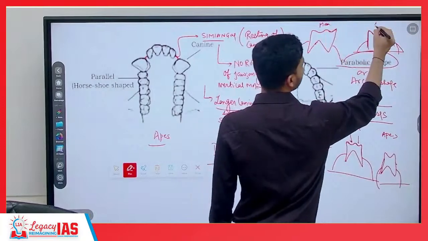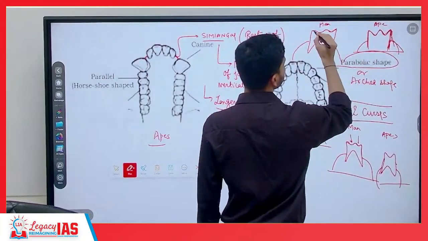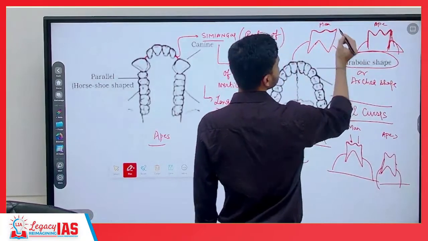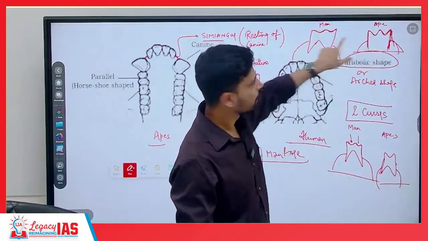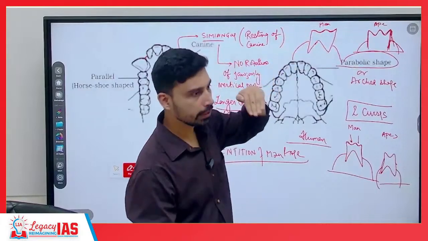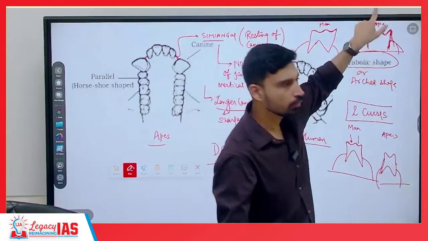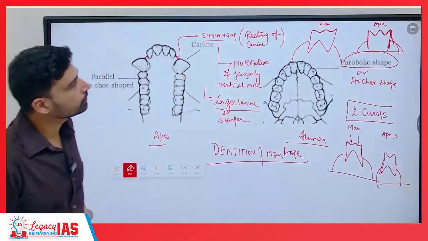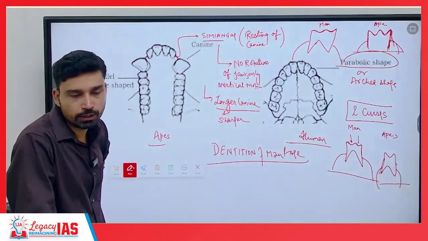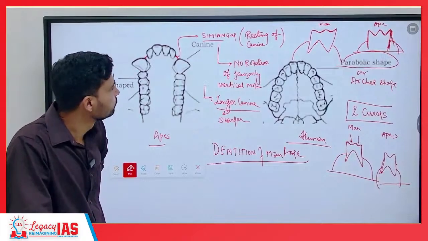So this is a diagram you can draw to represent it. This is the man's molar. You can see the cusp is the same, but here the cusp is more shallow in nature. Here the cusp is more vertical, more deep in nature. That is why it is more conical. And that is about the molar teeth.